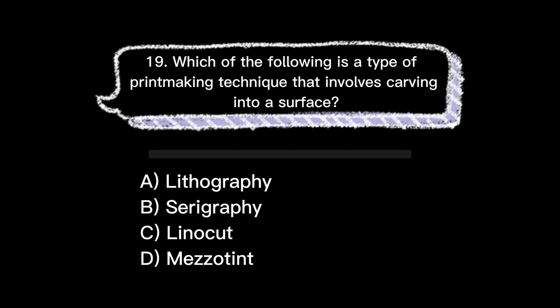Nineteen. Which of the following is a type of printmaking technique that involves carving into a surface? A. Lithography. B. Serigraphy. C. Linocut. D. Mezzotint. In 10 seconds, which do you think is the correct answer?